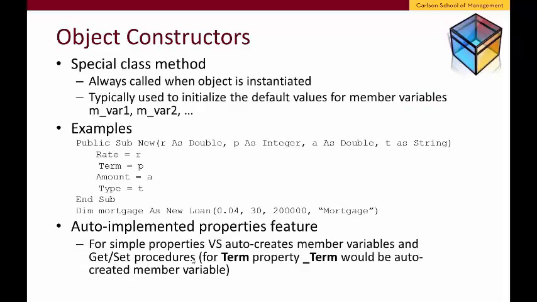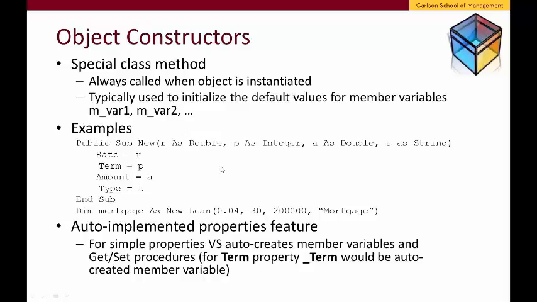This slide discusses object constructors as special class methods. They automatically get called as the new object is instantiated. Dim mortgage as new loan, open close parentheses, indicates that the default constructor is called. We could program the default constructor to set some object values using public sub new, open close parentheses, followed by references to class properties initialized to some constants such as term equal 30. A more useful one is a constructor shown in the middle of the current slide right here.